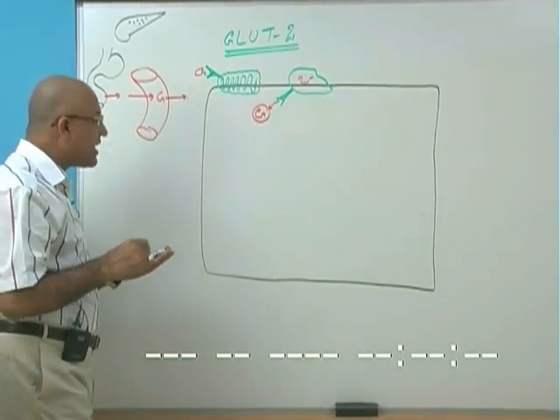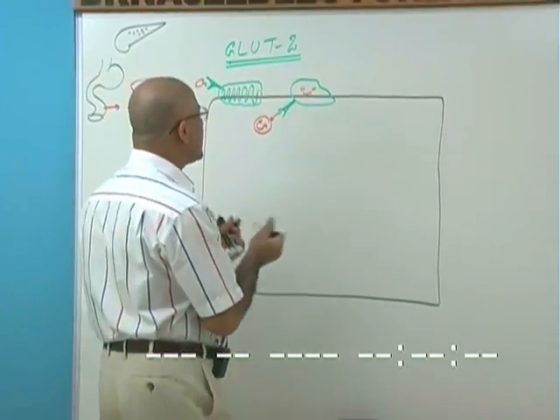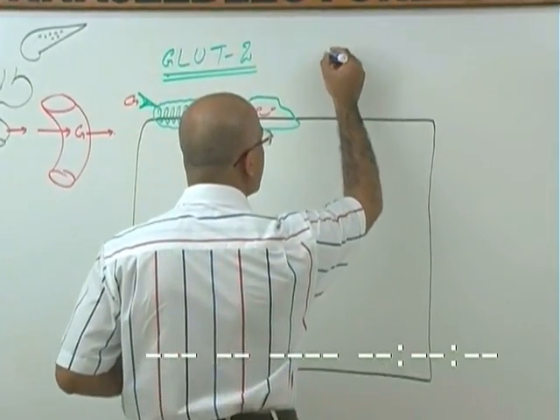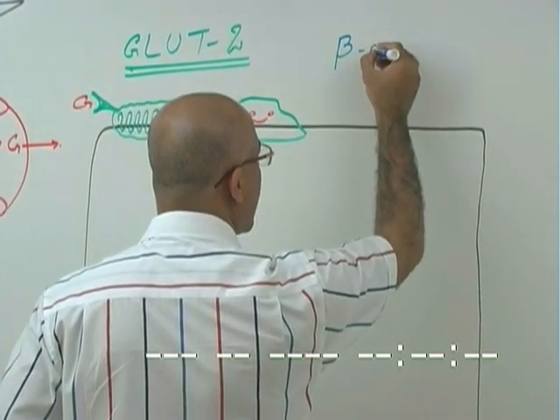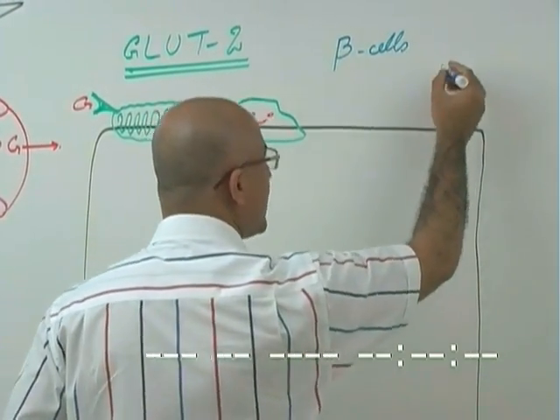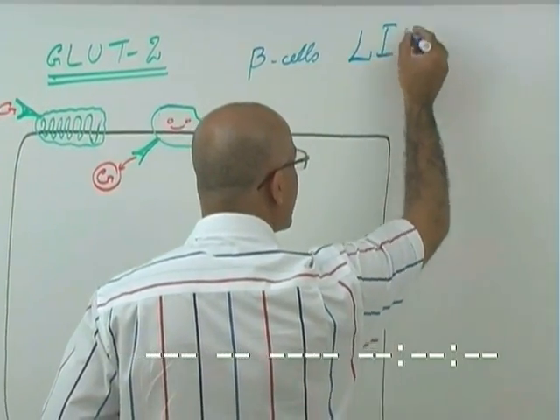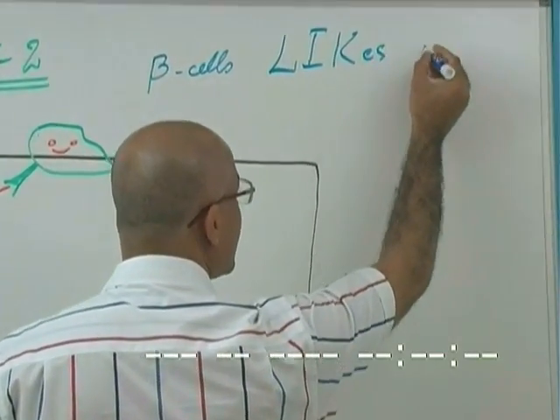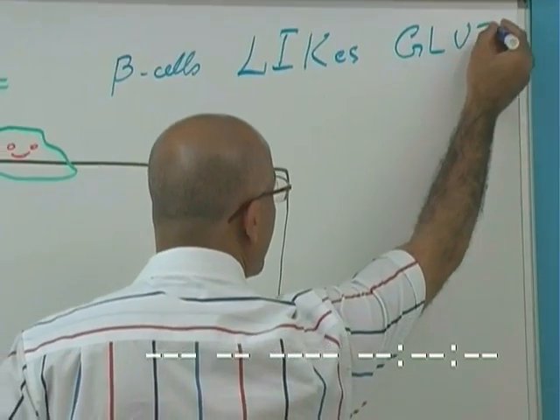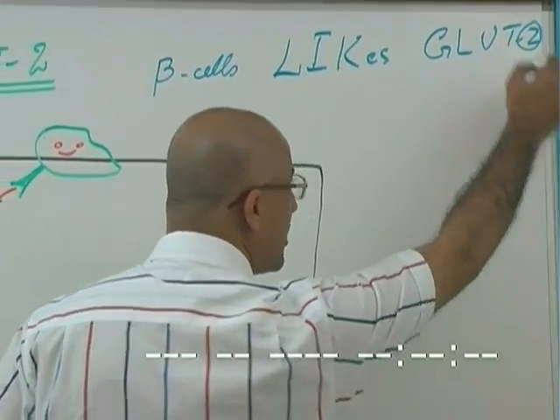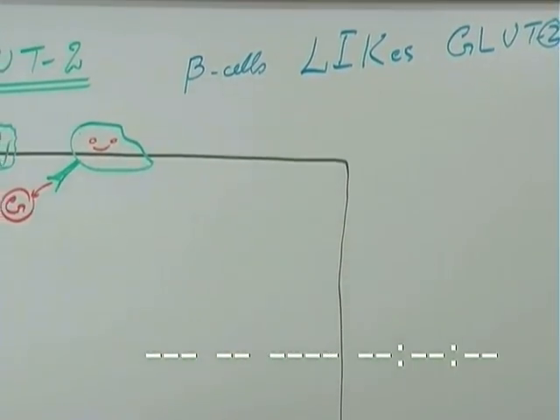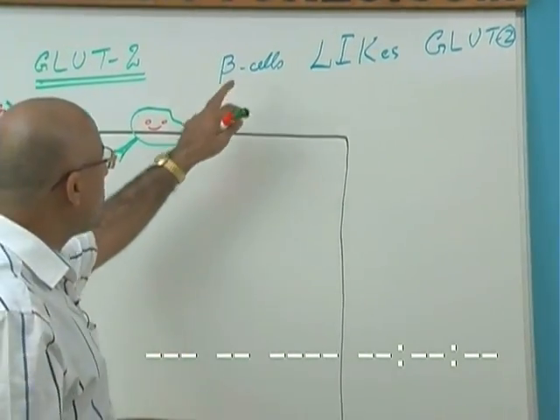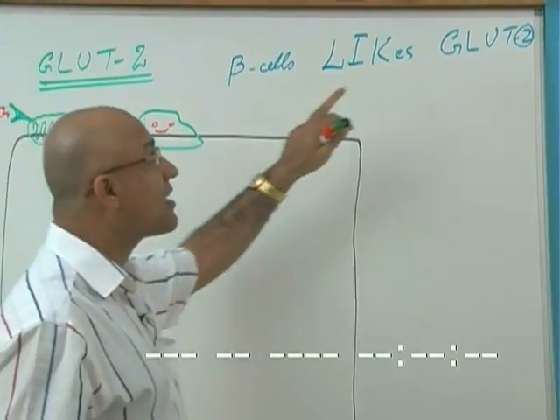So we can say that beta cells of pancreas like GLUT-2. Remember, the 2 stands for two-way transport, bidirectional transport. Now, beta cells like GLUT-2.